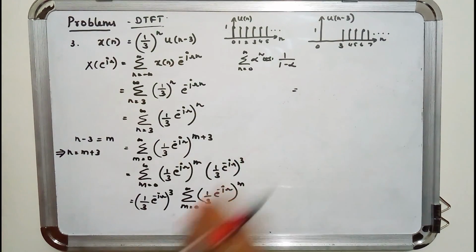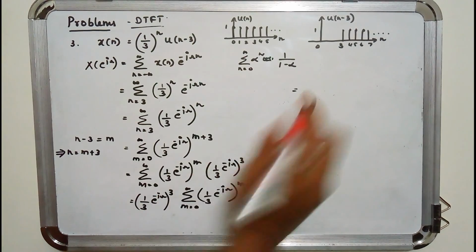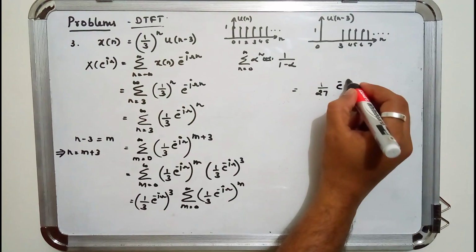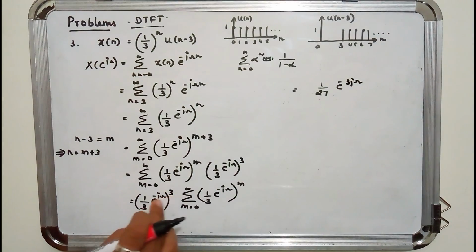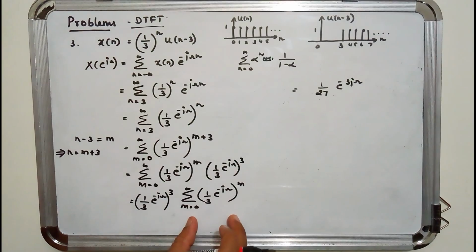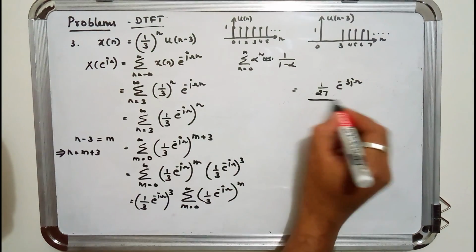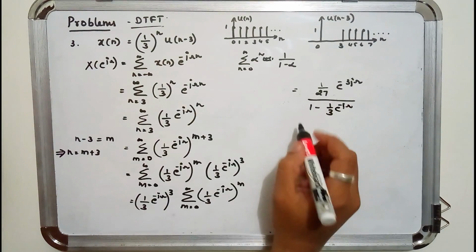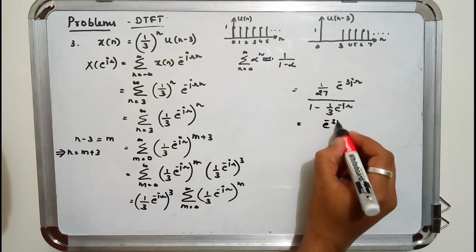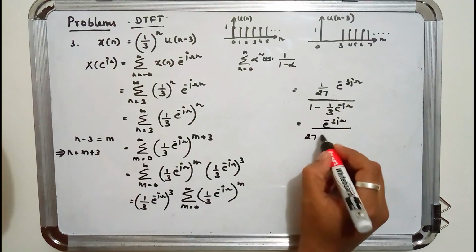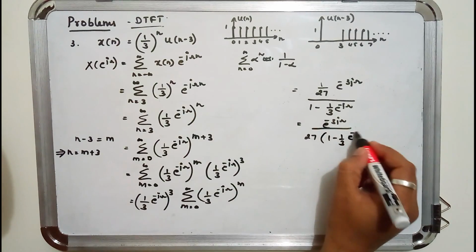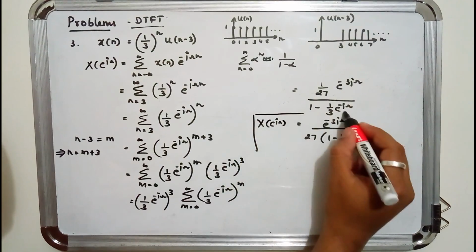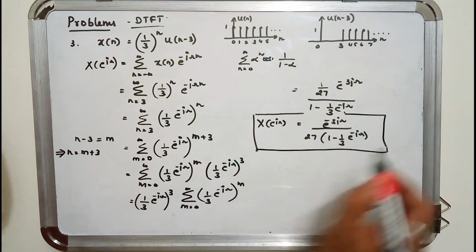So this will be 1 by 3 power 3 is 1 by 27, e power minus 3j omega. And this summation is 1 by 1 minus this factor. So it is 1 minus 1 by 3 e power minus j omega. So the answer is e power minus 3j omega divided by 27 into 1 minus 1 by 3 e power minus j omega. This is X of e power j omega by using the fundamental equation of DTFT.